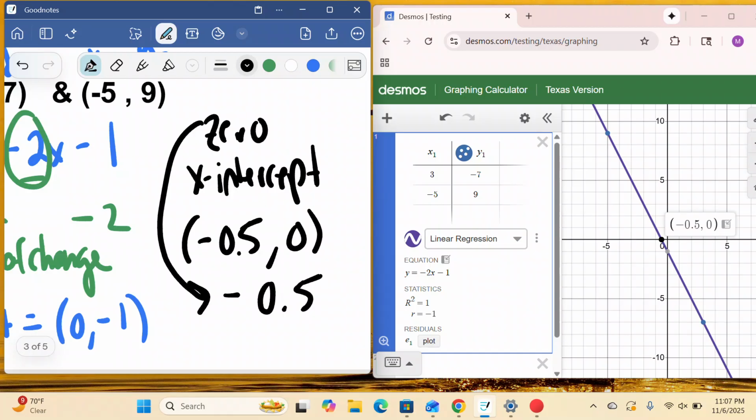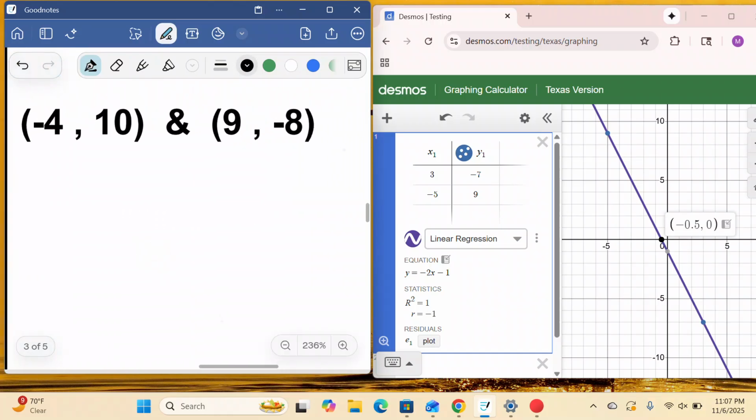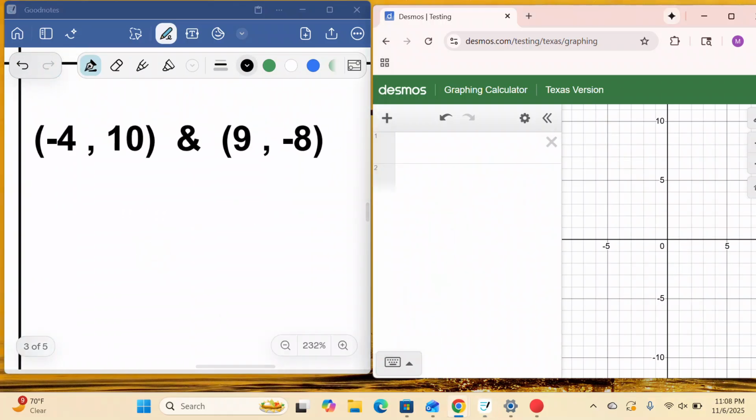So automatically, just by doing the input, a problem that would have taken us at least 10 minutes, 8 minutes, 6 minutes to get all those features, to do the table, to do the equation, Desmos will do it for us. So I'm going to move right along to my last problem, which is another negative and negative. So I'm going to get that one out.